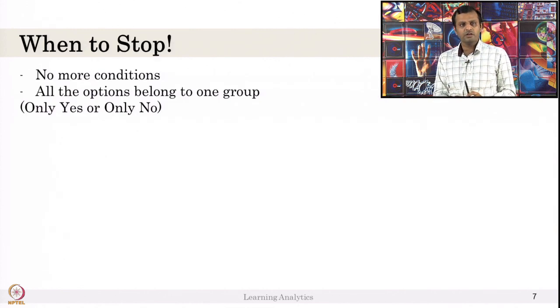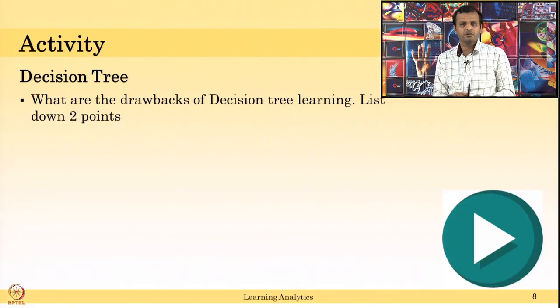Let's see what a root node is, and when to stop, when there are no more conditions to make. Suppose you have seen all the conditions, all decisions have been made, and all the options belong to one group. Consider you have achieved a probability of 1 or 0. All the students will be in here, either yes or only no. If you reach that level, you have to stop the decision tree.